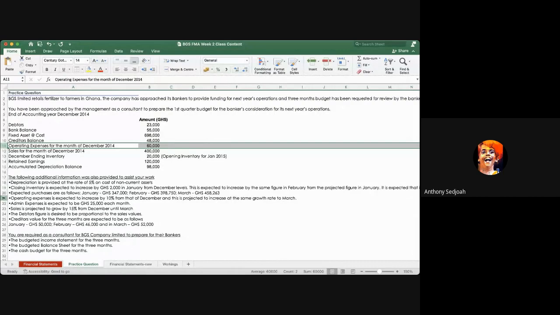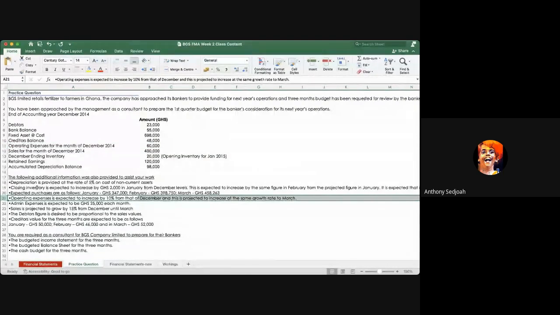Okay, so additional information number 4. Operating expenses is expected to increase by 10% from that of December, and this is projected to increase at the same growth rate to match. So this is like the sales growth rate that we saw, but they are using a different wording for it. For the sales growth rate, it was 15% from December till March. And over here, we're saying that the operating expenses is expected to increase by 10% from that of December, and this is projected to increase at the same growth rates to match. So each month, 10% increment.